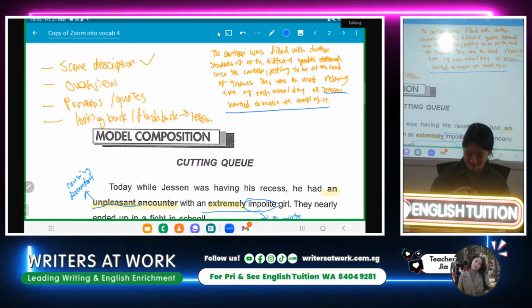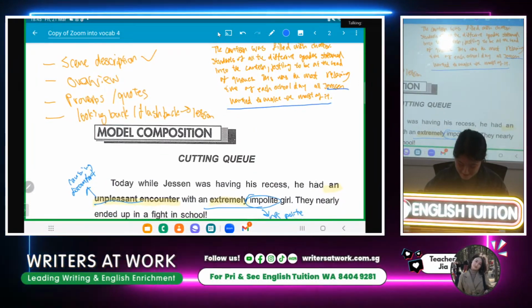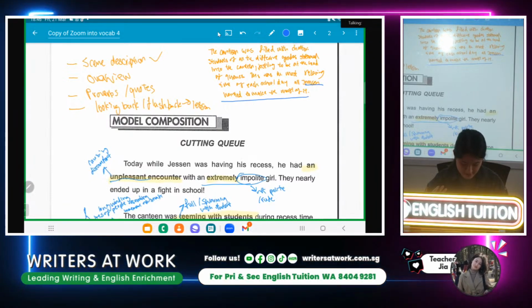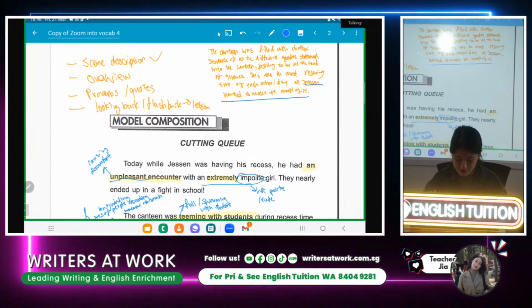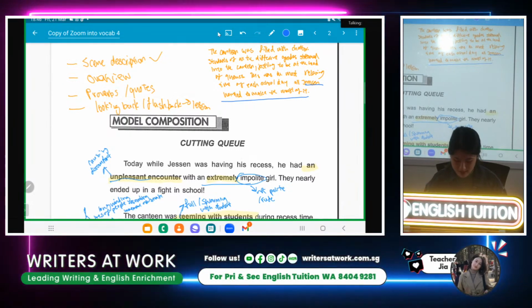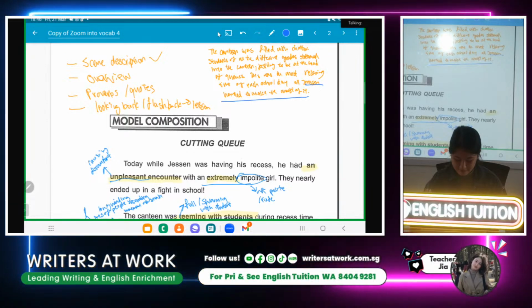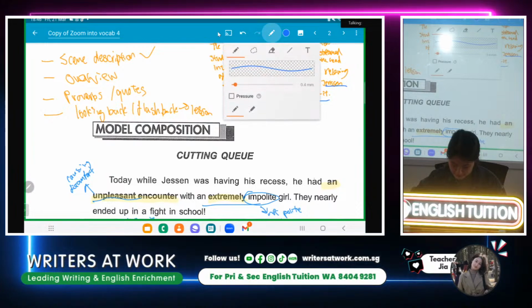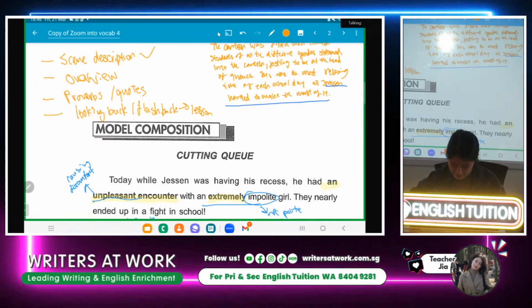What were you doing? Alright, so this is the first paragraph that I have written, okay? I'm going to read it out again. The canteen was filled with chatter. Students of all the different grades streamed into the canteen, jostling to be at the head of queues. This was the most relaxing time of each school day. Okay? Oh, punctuation error. Please be careful of your punctuations, okay?